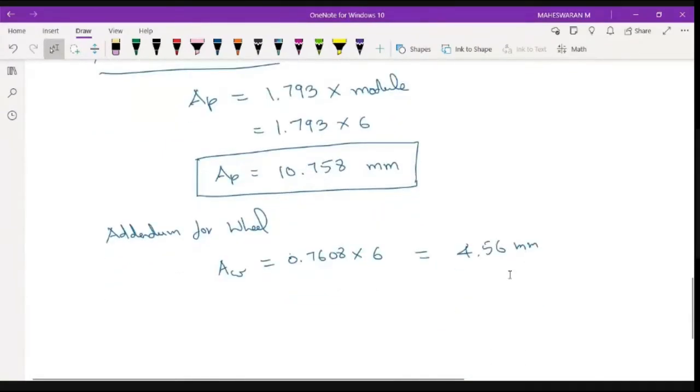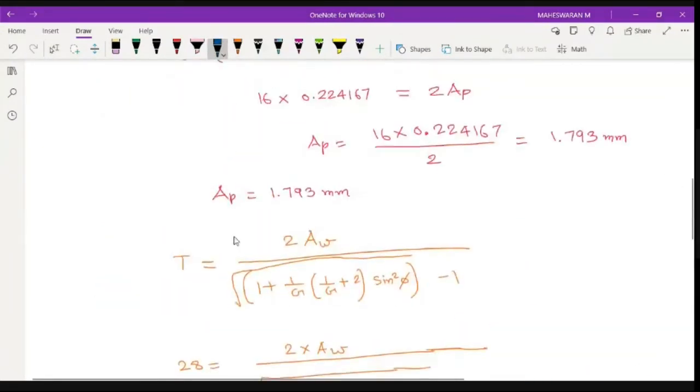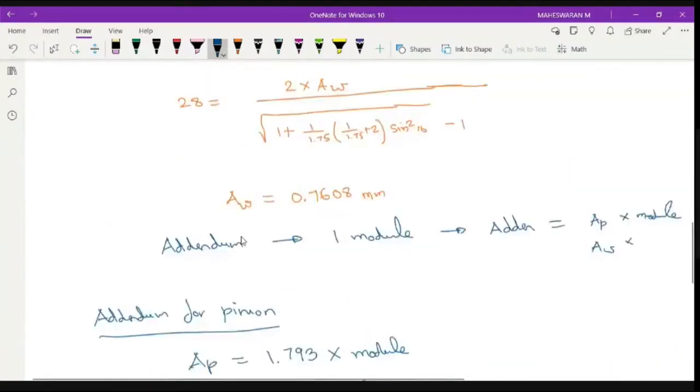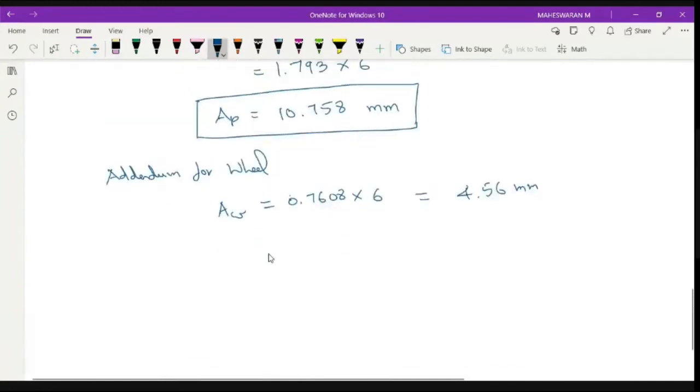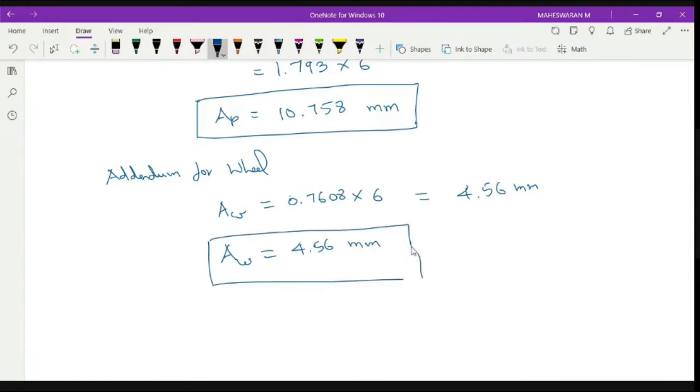That's it. But if you look at the book, they would have done it at the beginning stage itself. Here itself they will multiply with m. They will put m here, right? Sometimes it will be confusing. So to avoid that, I am doing it at the end. So AW is equal to 4.56 mm. This is the addendum for the wheel. Okay, we identified this too.